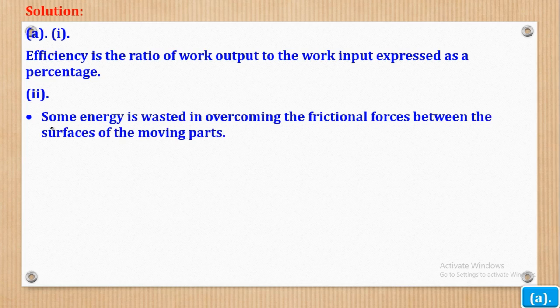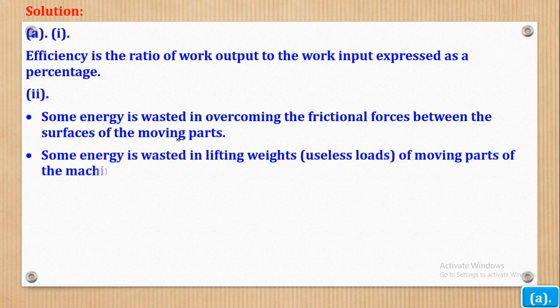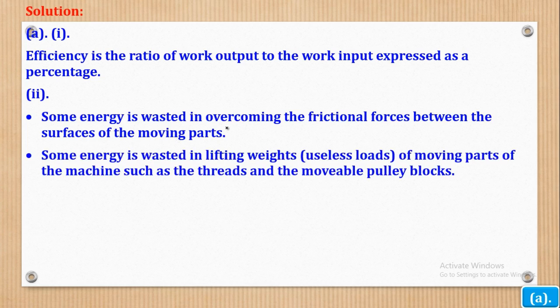So the first reason is that some energy is wasted in overcoming the frictional forces between the surfaces of the moving parts. And the other reason is that some energy is wasted in lifting weights or useless loads of moving parts of the machine, such as the threads or ropes and the movable pulley blocks. So that was Roman 2. Now we shall go to Roman 3.